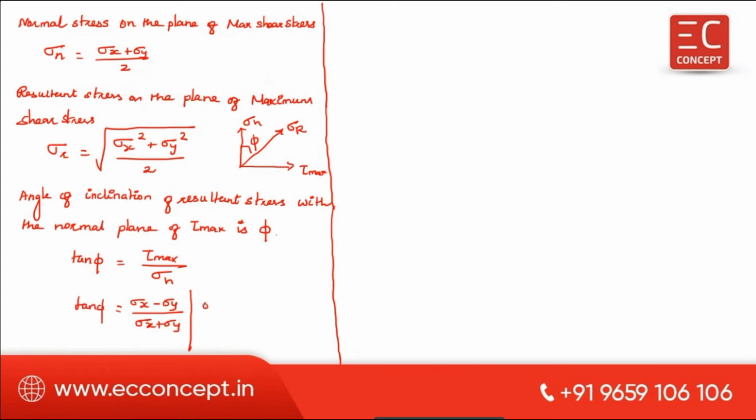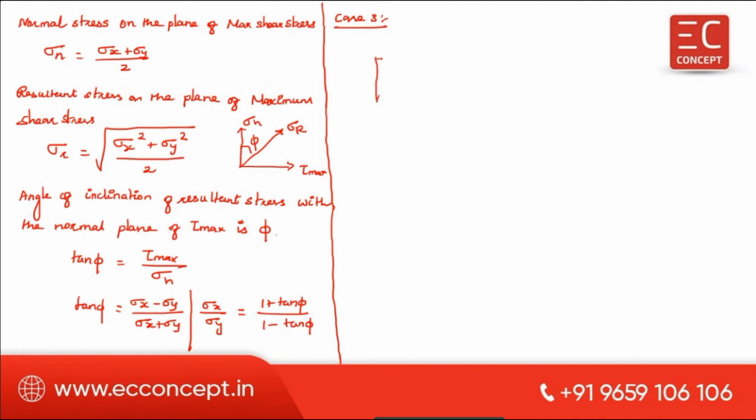Another relation: we can write sigma x by sigma y, which is equal to 1 plus tan phi divided by 1 minus tan phi. So this is your answer. Understood? Now we can go for case number 3. Case number 3.